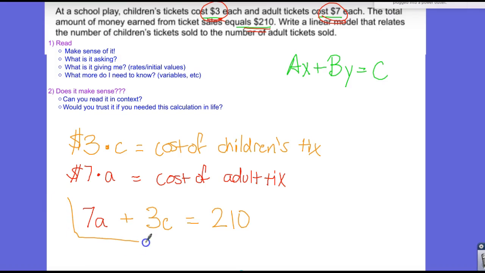So here's your equation. Let's ask ourselves, does this make sense? $7 times however many adults came, $3 times however many children came, and then we're adding those together. We know that has to equal 210. It makes perfect sense. So you may be intimidated by word problems in the beginning, but as we keep practicing them, all you have to do is ask yourself, does this make sense? What is it asking me? How can I put this all together? And is it going to make sense in the end? If it doesn't make sense, you should go back and recheck your work. You probably made a mistake if you can't read it out in words.